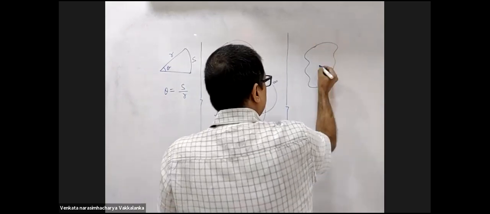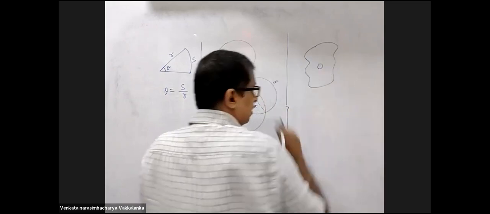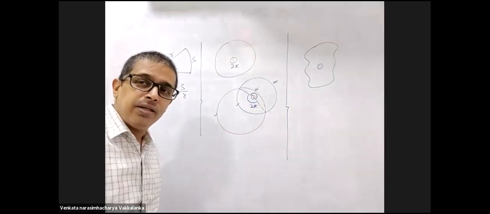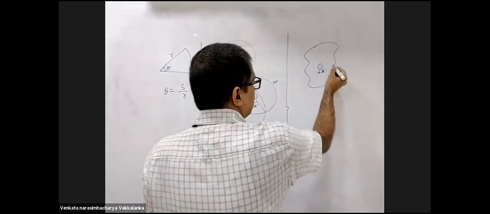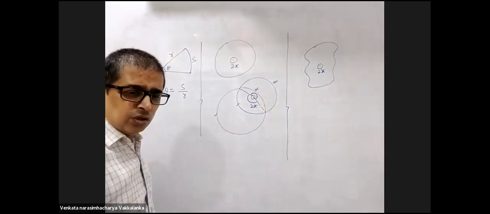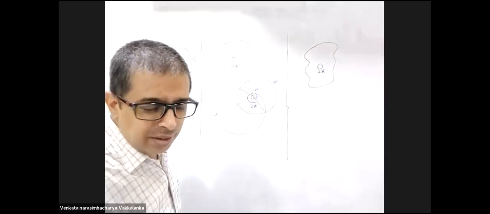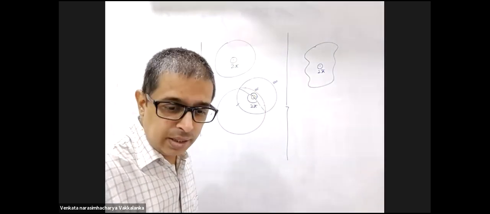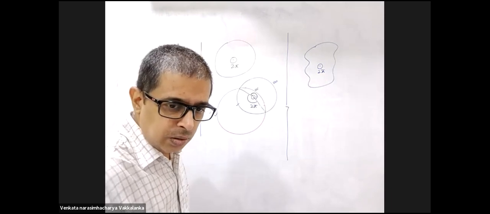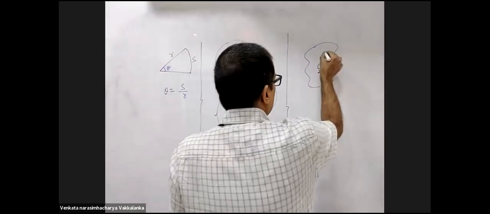Take an arbitrary closed loop. What will be the angle subtended inside? 2 pi. Arbitrary closed loop. Here my video froze. I don't know if you are able to see. We are clearly able to see it, it's not frozen. Yes, sir. It's clear.